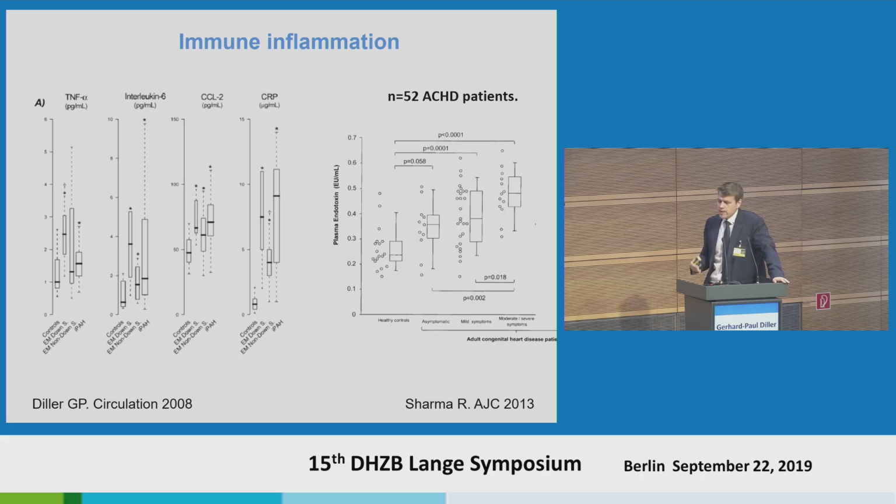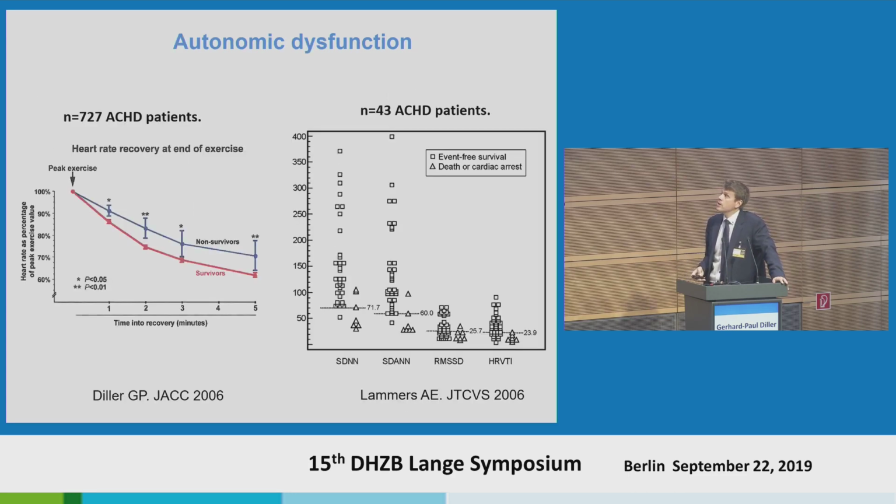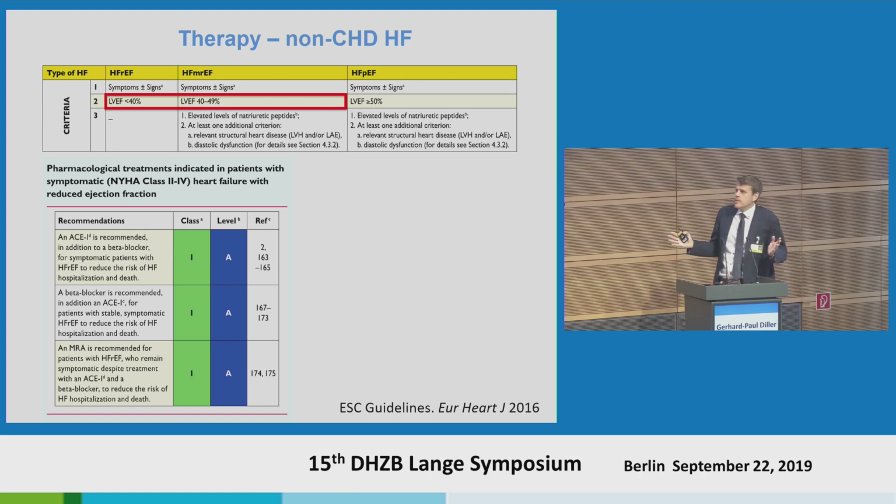And the same is surprisingly true for immune inflammation, which is also a recognized feature of heart failure. There is data to show that our patients with congenital heart disease have higher levels of TNF-alpha, interleukins, and other markers of inflammation. So there is a similar pathophysiologic response, including autonomic dysfunction, which is one of the main features of heart failure in the non-congenital setting and is related to sudden cardiac death. If we look at the conventional markers of autonomic dysfunction, heart rate variability, for example, or recovery of heart rate at the end of exercise, we also find signs of autonomic dysfunction in our patients. So the physiology seems to be relatively similar.